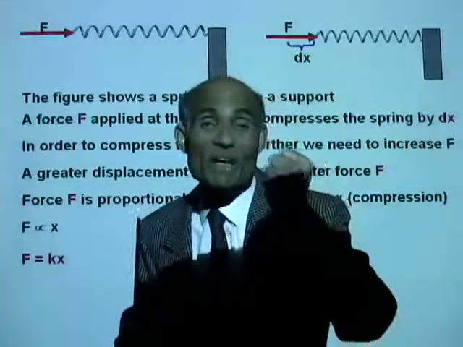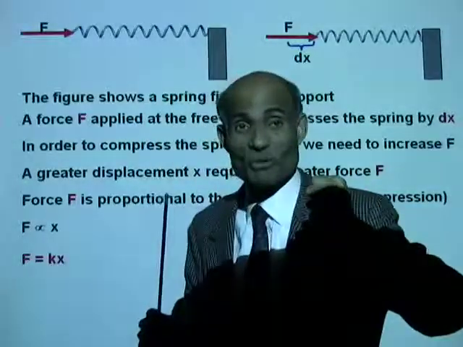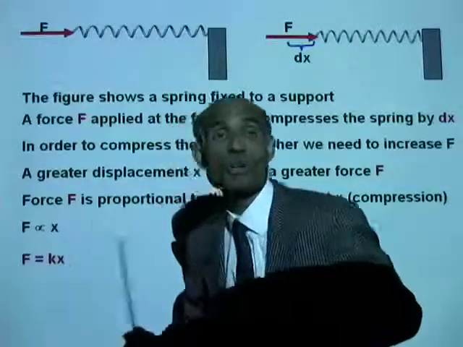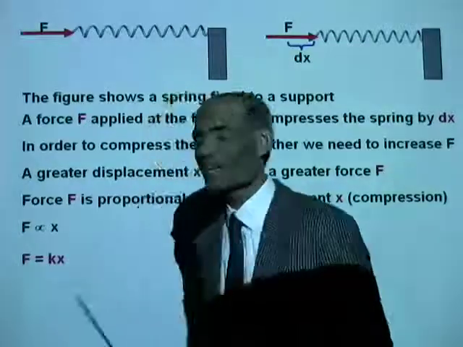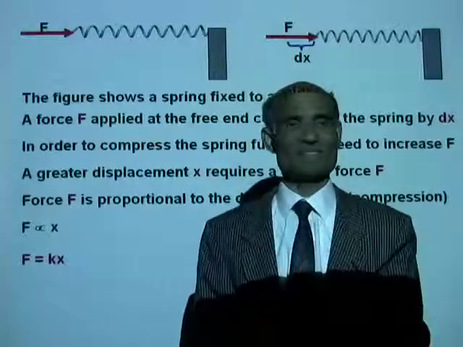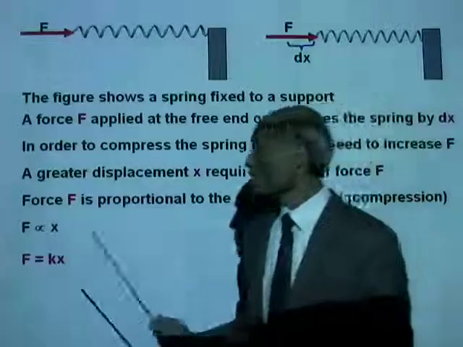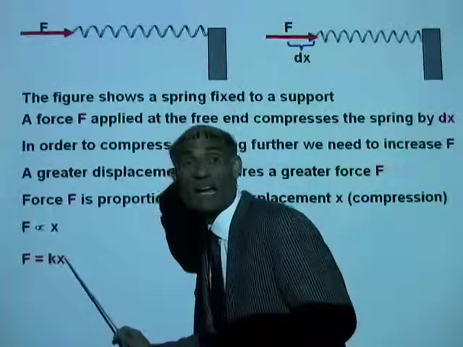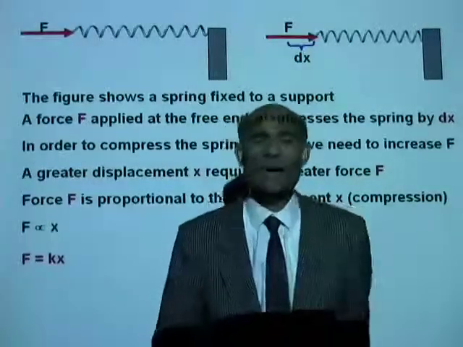a spring, when applied either a compressing force or a stretching force, the amount of force is proportional to the amount of stretch, or F equal to kx. This constant is called the spring constant. So, tell me now, if I want to draw a graph of F on the vertical axis and x on the horizontal axis, what kind of graph will that be?